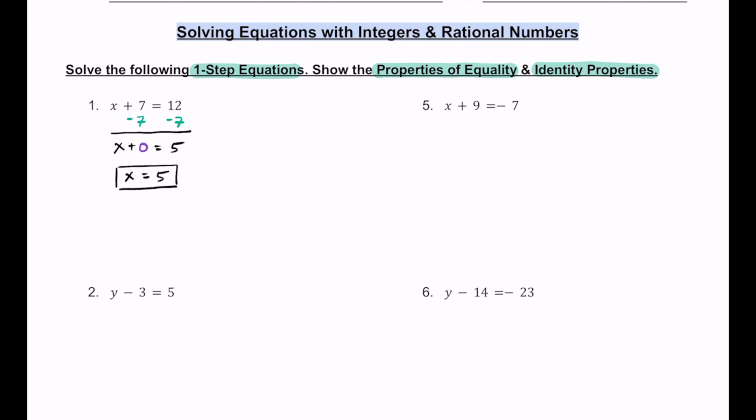In number 2, it says y minus 3 is equal to 5. So we're going to use the addition property of equality and add 3 to both sides of the equation, just like this. When we do so, that negative 3 and positive 3 are going to cancel out, and they're going to make 0 because they're opposites. We have y plus 0, and 5 plus 3 on the other side is going to equal 8. Okay. Finally, we can go ahead and drop that 0 just because of the identity property of addition. So we can finally say that y is equal to 8.